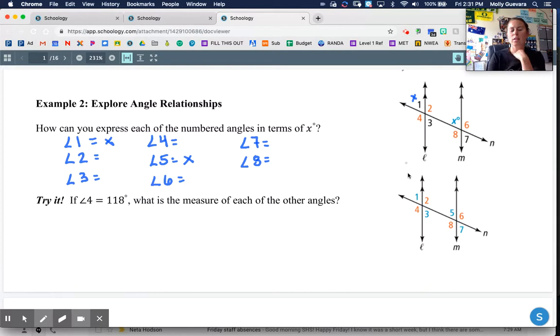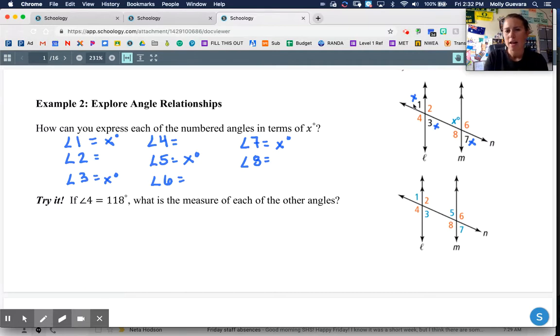Okay. Then I see that 1 and 3, these are vertical from each other, so I know that they're going to be the same. So angle 3 is also x. Okay. Then I see 7 is vertical from angle 5, right? So 7 and x are going to be the same. So this is x. And I guess it should have degrees, right? We don't know what the degree is. Okay. And I think that's all. This is x and this is x. I think that is all that I know of x.